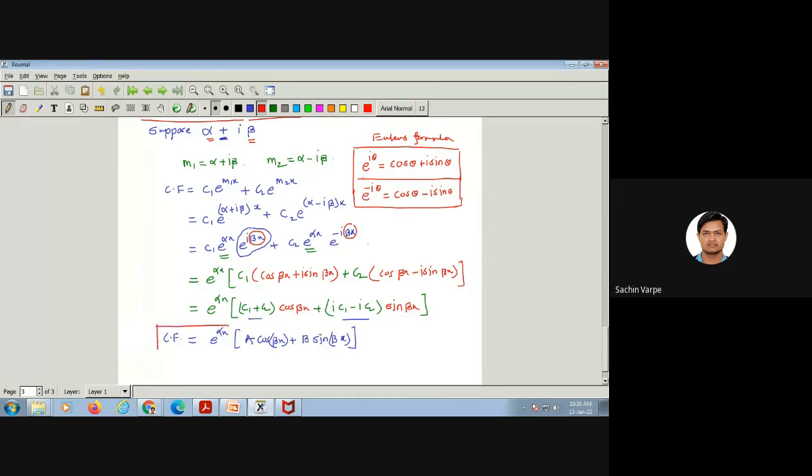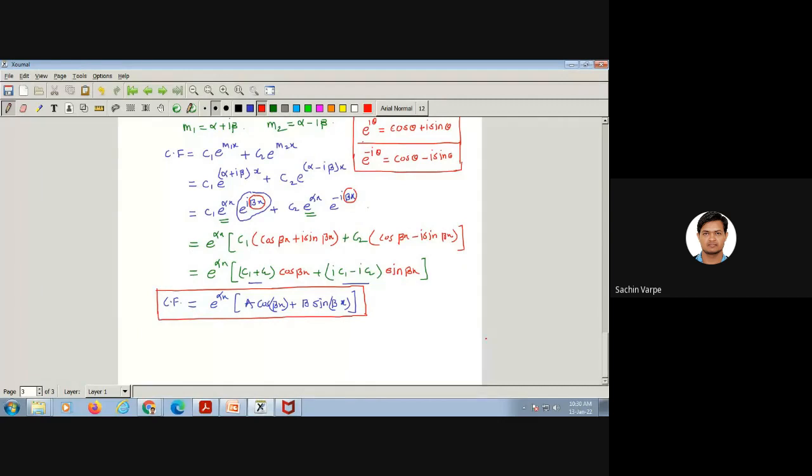Is this clear? Any doubt? Question? Clear to everyone? The formula for the complementary function in case of complex distinct roots. Hello?